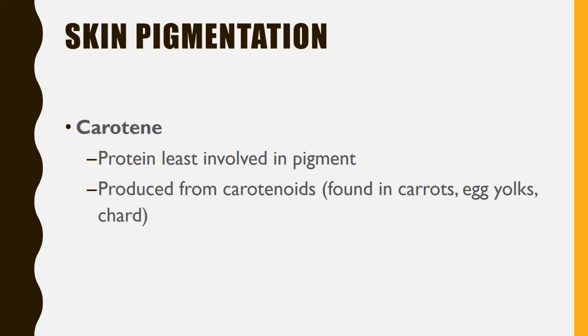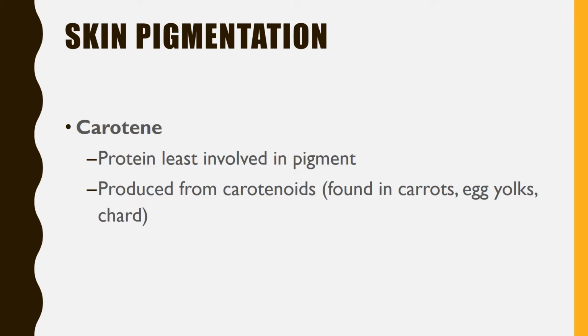So let's first start by talking about carotene. Carotene is a protein, and it's actually the least involved pigment when it comes to deciphering skin color or producing skin pigmentation. It occurs as a yellow, kind of orange color. It's an antioxidant that aids in protecting skin cells from damage. Carotenoids are found in vegetables like carrots. They're found in chard. You can even find them in egg yolks. So this pigment results in a yellowing of the skin.